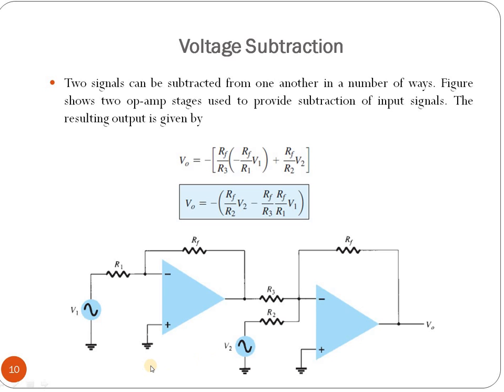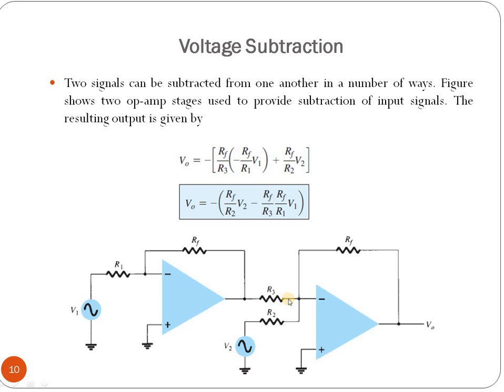One way is shown in this circuit, where two op-amp stages are used to provide subtraction of input signals. You can see the first signal is V1, which is at the inverting input of the first op-amp, and the second voltage is V2, which is the input voltage of the second op-amp. These two will be subtracted from one another, and finally it will show the output in V0. The first one, V1, is connected with R1, and there is also an RF feedback resistor with the output. The second op-amp has the feedback resistor RF, also the input resistance R2 with V2, and between the first op-amp and second op-amp there is another resistor, that is R3.